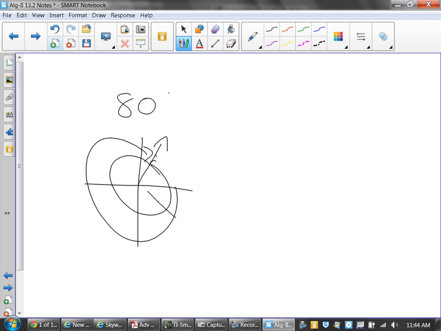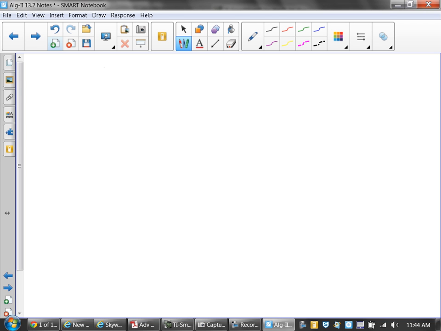The other one, where people have issues, is let's say it's 1,000 degrees. First of all, we have to figure out how many times around that is. It's a little less than 3.5.